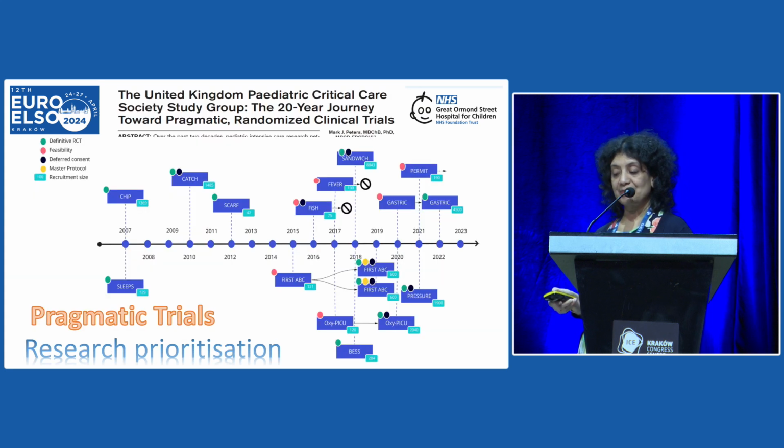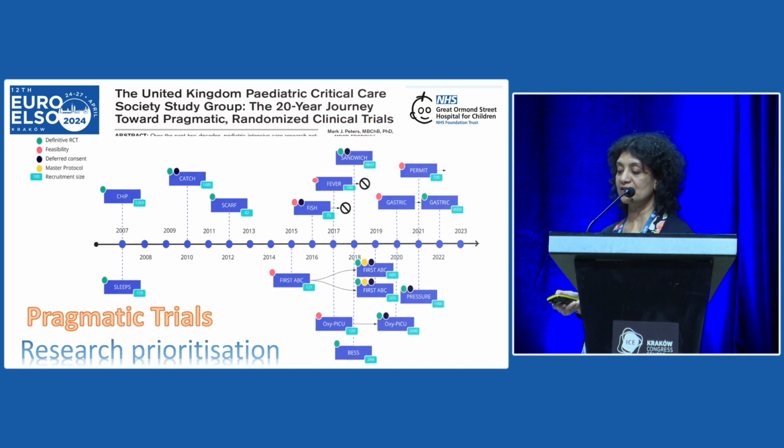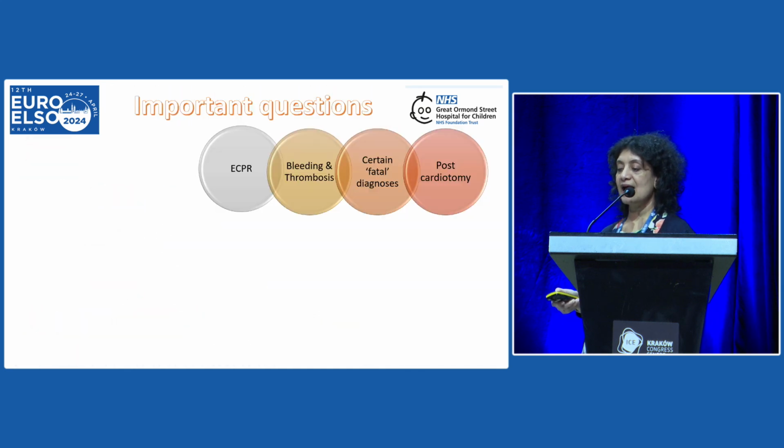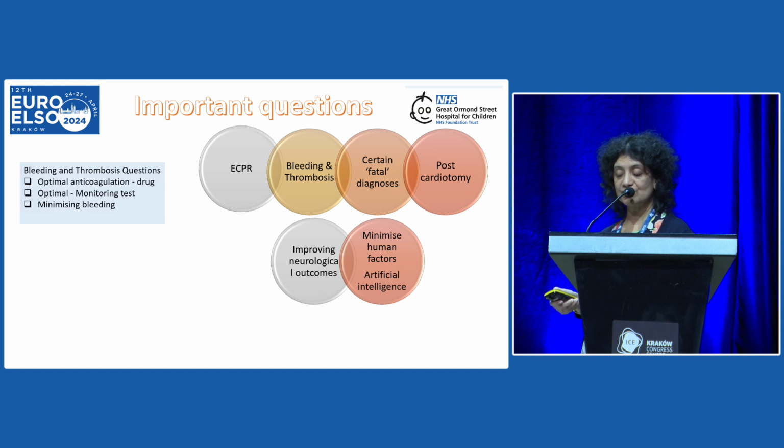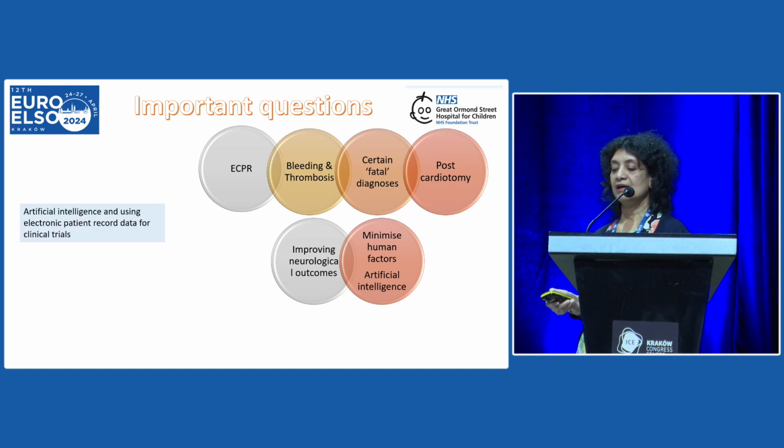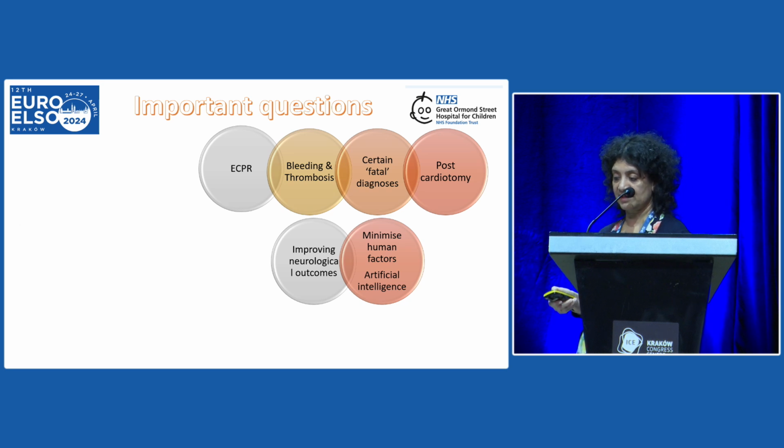We know that pragmatic trials are probably the future. We've seen that in the UK Pediatric Critical Care Study Group, but research prioritization is important. And finally, the important questions that we need to answer remain in ECPR, in bleeding and thrombosis, in artificial intelligence, and in using patient records for clinical diagnosis.